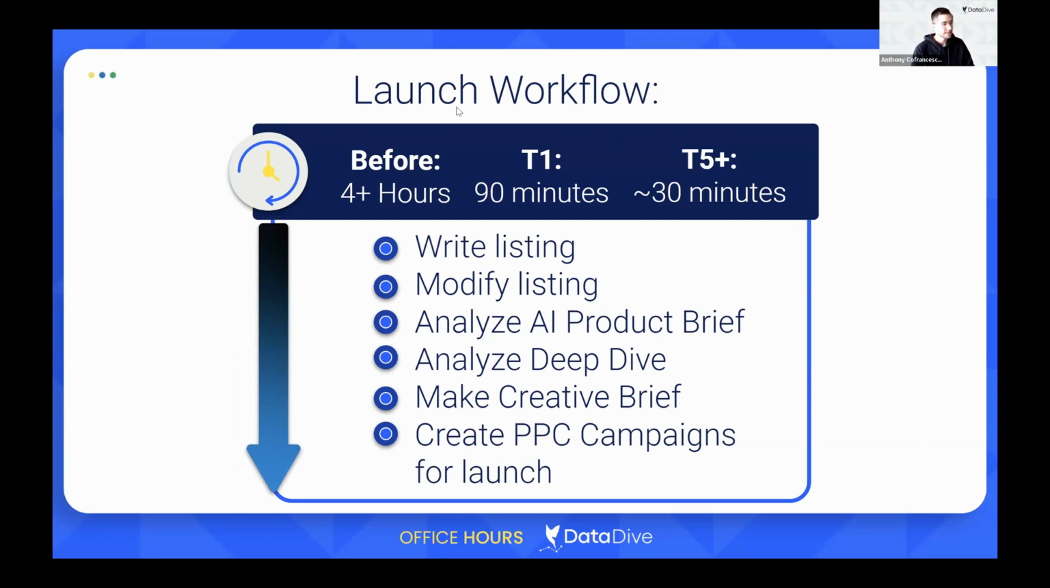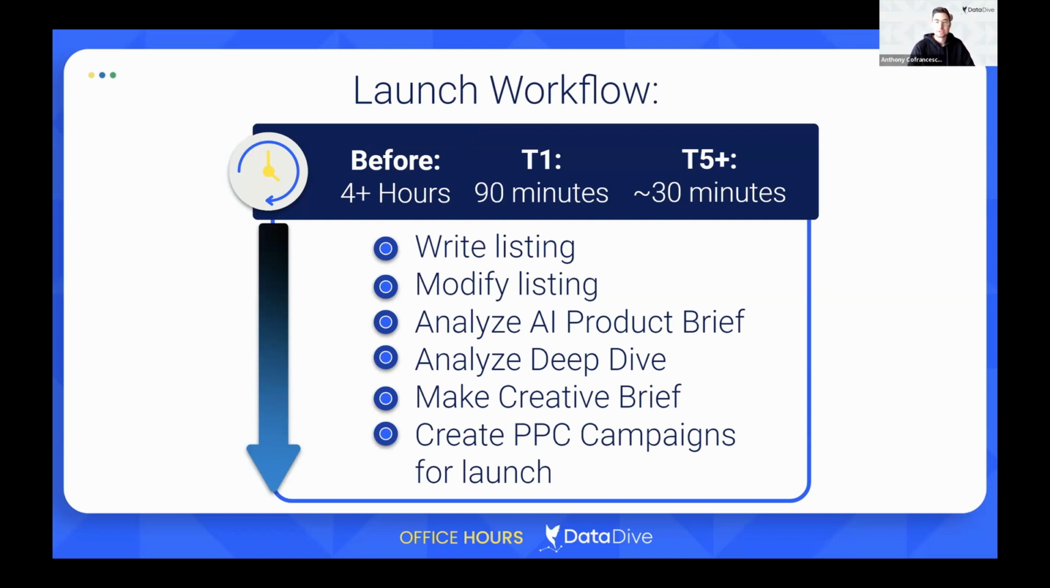So the process here for launching the product is, you've already done everything else on the previous step. But now all you have to do is write the listing, take the AI's work, modify it, and check it. Then you're going to analyze the AI product brief, see what people like, dislike, what needs to be in the listing. You're going to analyze the deep dive, see what are the current images inside the listings. What do I definitely need? How can I improve upon those images?